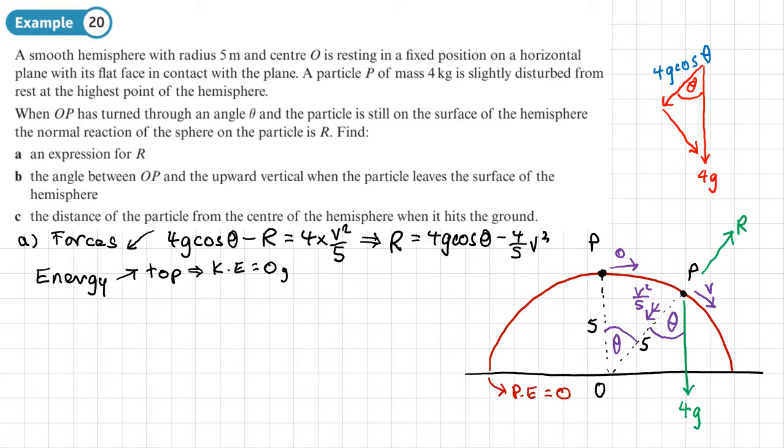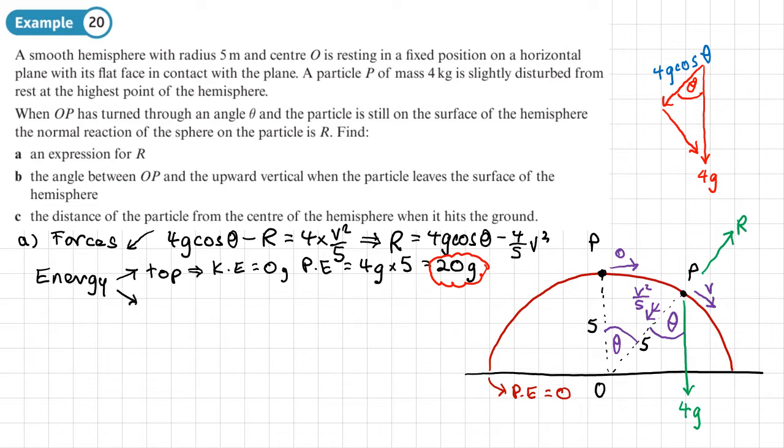So that means that for my purposes, the potential energy at the top is mgh. The height above the lowest point is 5 meters. So that's 20g. So my total energy at the top is just 20g. So I will just highlight that so I don't lose it amongst my working. So that's the total energy at the top.